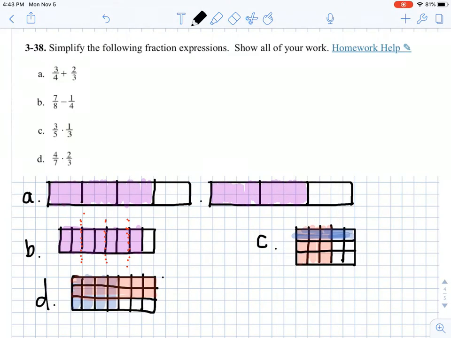Simplify the following fraction expressions to show all of your work. So I've drawn, this is 3/4 right here. And we want to add 2/3 to it. So I can't add those together because they're not the same size.